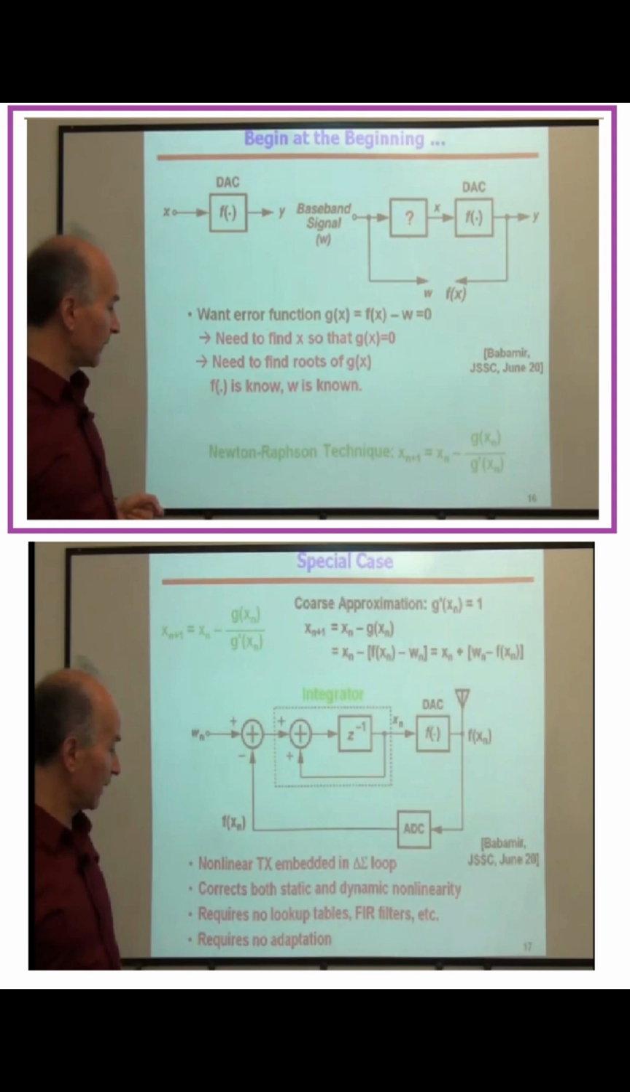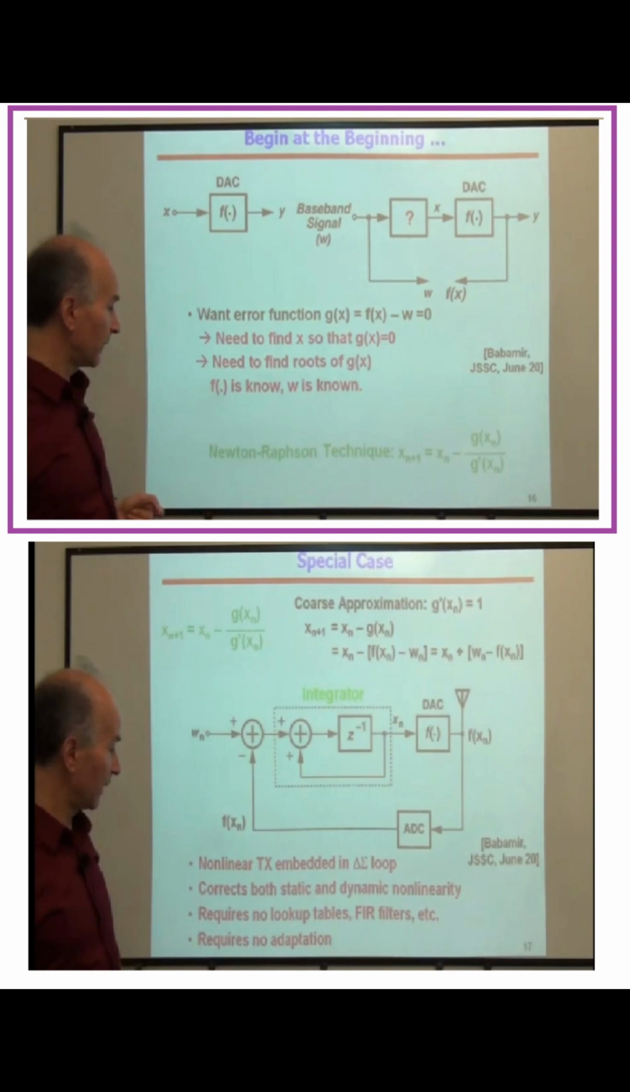Our goal is to ensure the baseband signal W and RF output Y contain the same information. This requires minimizing the difference between f of x and w, making it as close to 0 as possible. We define an error function, g of x, as the difference between f of x and w. The system must compute x so that g of x equals 0, effectively solving for the root of g of x.